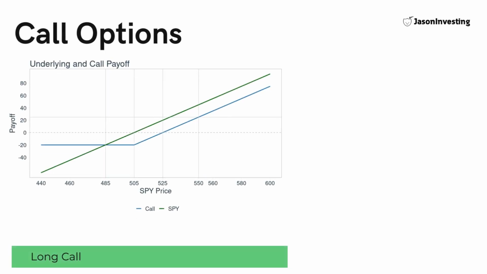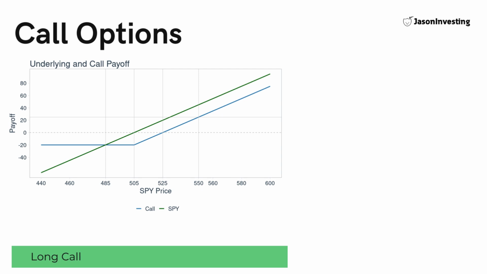Next, we look at the call option's payoff diagram. Looking at the chart on the slide, we first explain what's on the y-axis. The y-axis is the payoff, which essentially is the P&L, the profit and loss, and the x-axis is the underlying price, in this case the SPY price. The blue line is the payoff of the call option, the hockey stick line, and the green line is the payoff of the underlying.